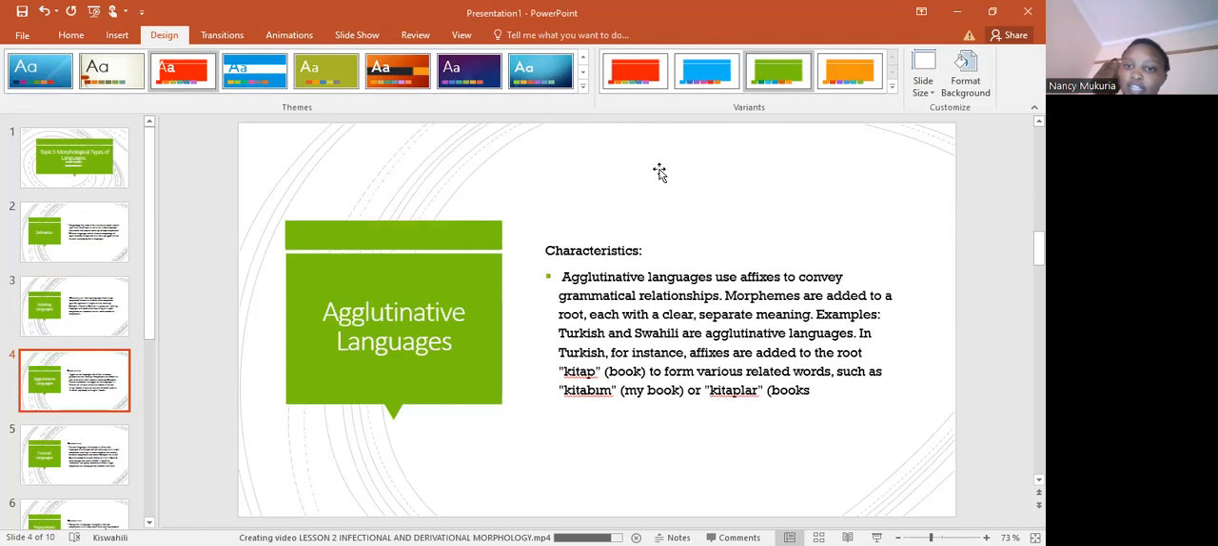Agglutinative languages. The characteristics are that they use affixes to convey grammatical relationships. Morphemes are added to a root, each with a clear and separate meaning. For example, Turkish and Kiswahili are agglutinative languages. In Turkish, for instance, affixes are added to the root kitap, meaning a book, to form various related words such as kitabım, my book, and kitaplar, books, the plural.